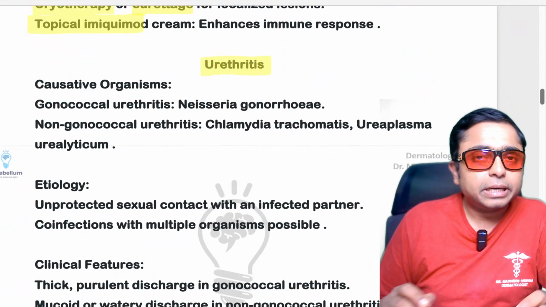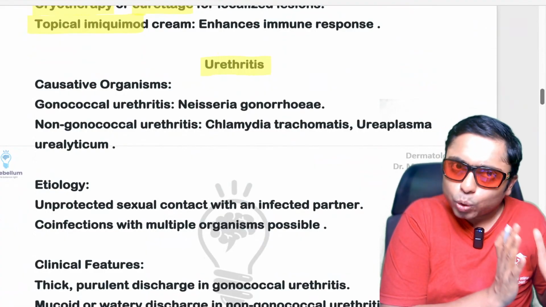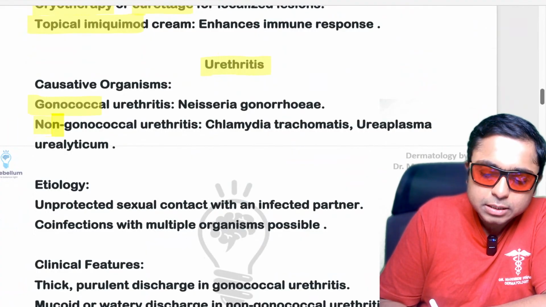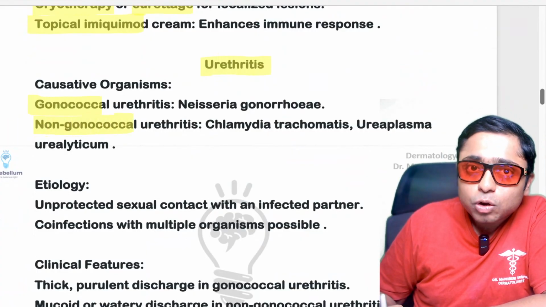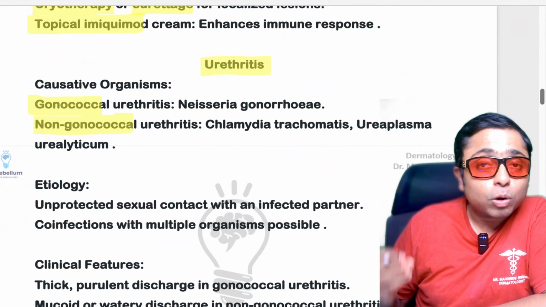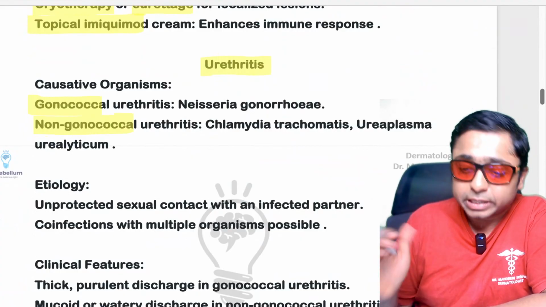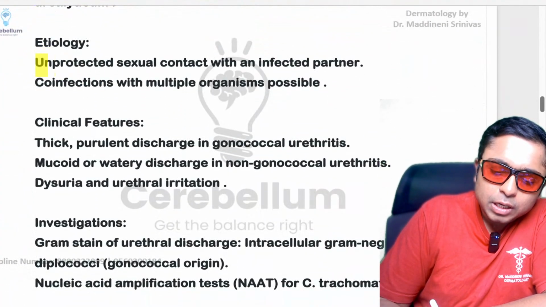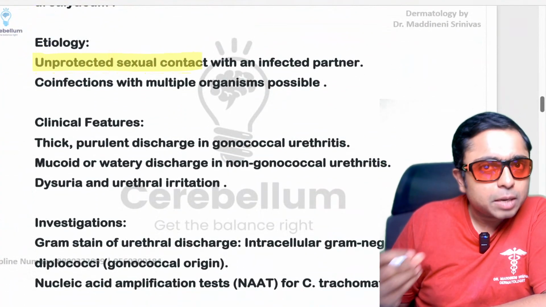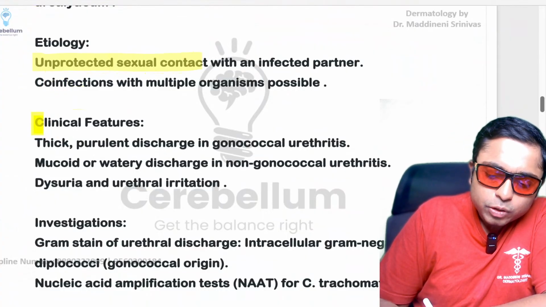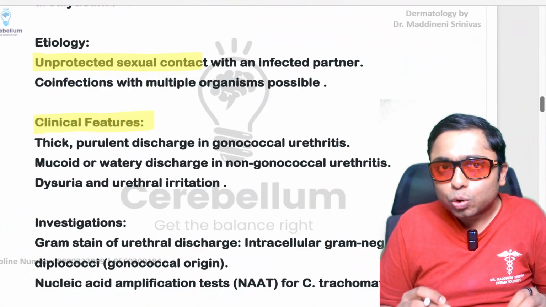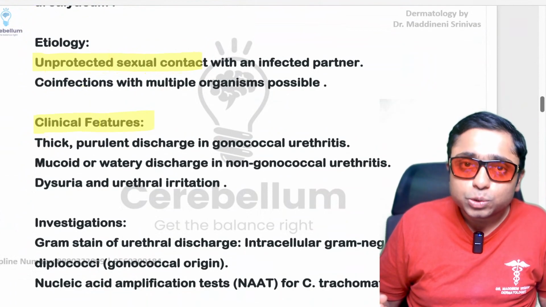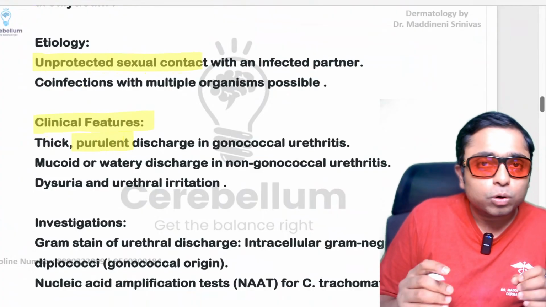So coming to urethritis, it could be broadly categorized into gonococcal urethritis and non-gonococcal urethritis. Gonococcal, Neisseria gonorrhoeae is the causative organism. Non-gonococcal, remember, Chlamydia trachomatis, Ureaplasma, Mycoplasma and also Trichomonas vaginalis could be the causative agents, but Chlamydia trachomatis is the most common causative organism. So what is the etiological factor? It is unprotected sexual contact. And clinical features, remember, in gonococcal urethritis, the patients are going to have very, very severe symptoms in the form of severe dysuria, and frank pus will be coming out per urethra.